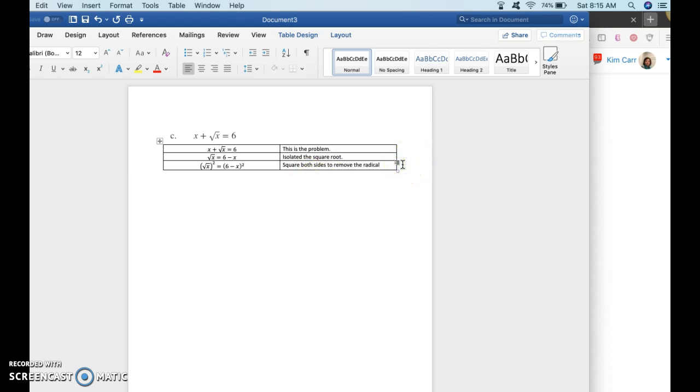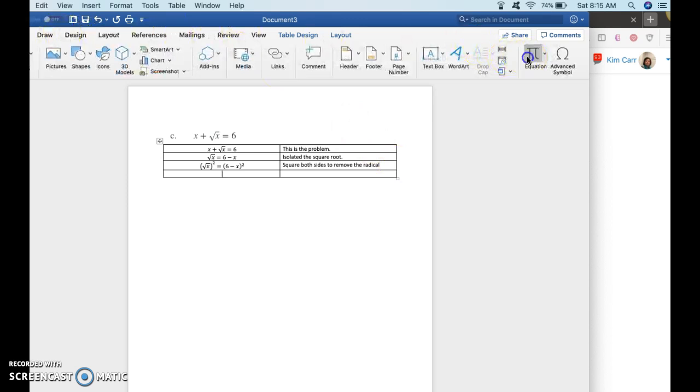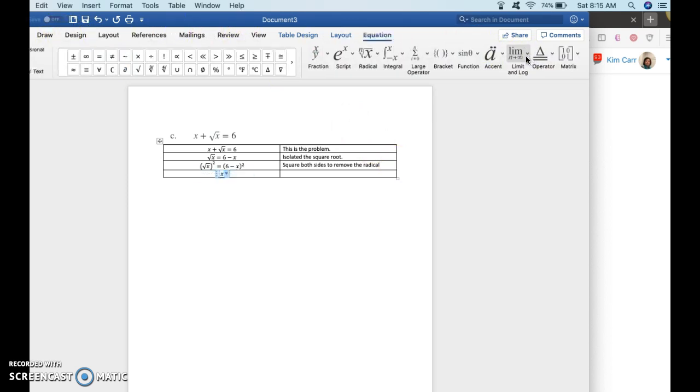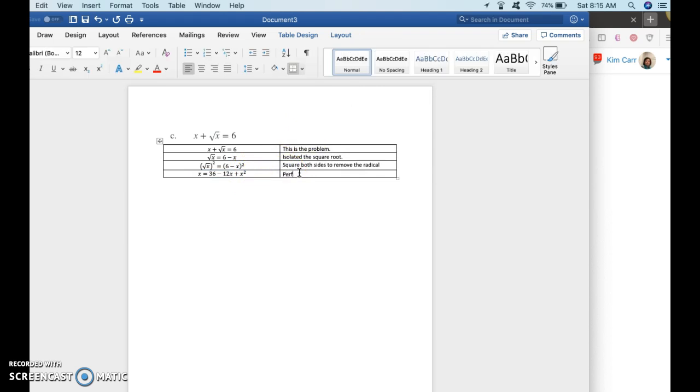I need more room, so I'm going to return. And when I square both sides, I'm going to have x is equal to, when you square this, you either FOIL it or you square the first term, you multiply them together, which is negative 6x, and double it, negative 12x, and then square the last term, plus x, which really will be x squared. Okay. Perform the operations.